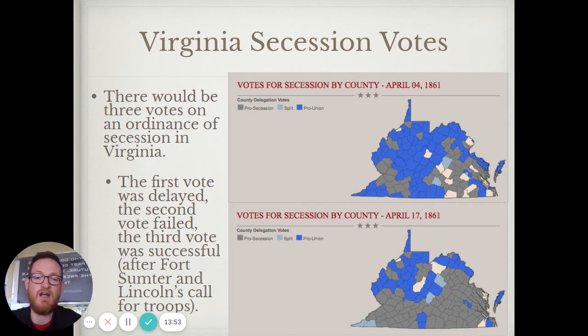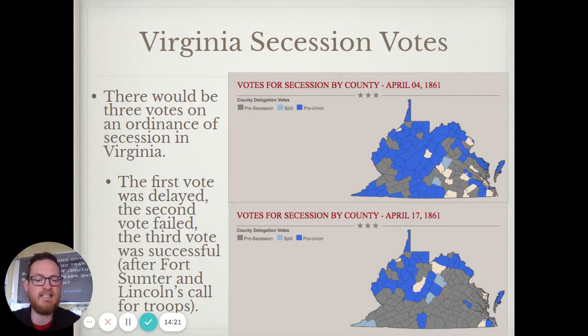If you look at the votes there, the first vote on April 4th, 1861, you're going to see that there are a lot of pro-Union votes in the state, especially in those counties that did not have a large number of slaves. So like what would become West Virginia, the mountains of Virginia, places where you don't see a large number of slaves. The first vote was delayed, the second vote failed, and then the third vote would be successful.